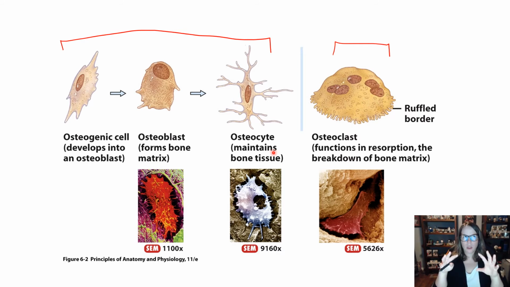And the way to remember that is when you look at them, they look like scrubbing bubbles. And what scrubbing bubbles, the cleaning brand, does is it breaks down grease and grime. So the osteoclasts are going to break down the bone.